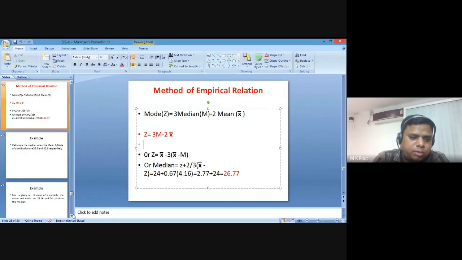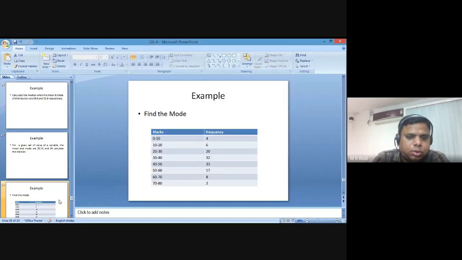Moving to the next one. Try to solve this one. Find the mode from the following frequency distribution.